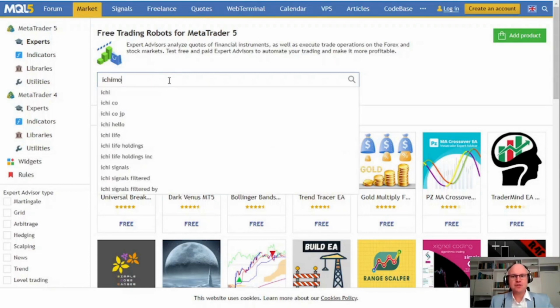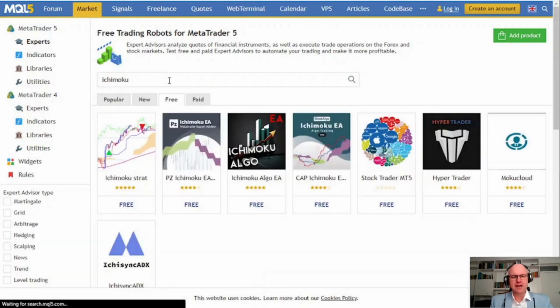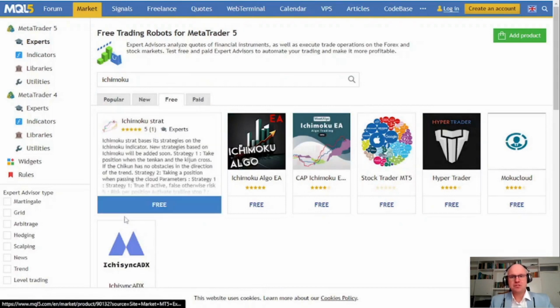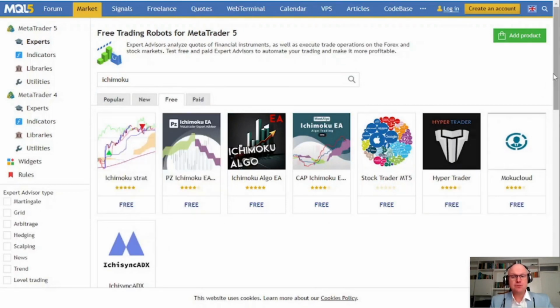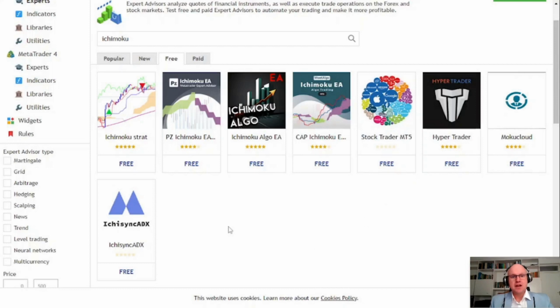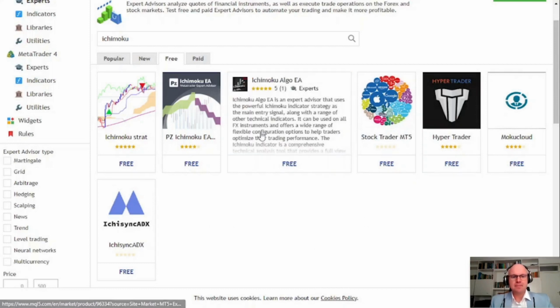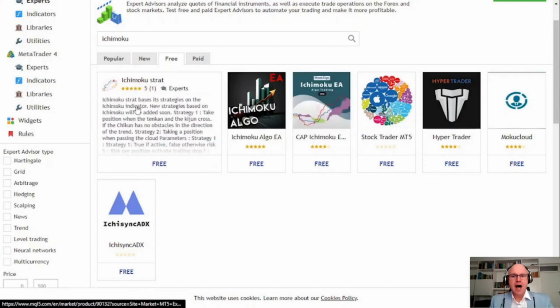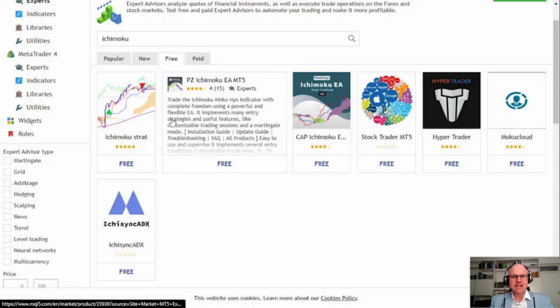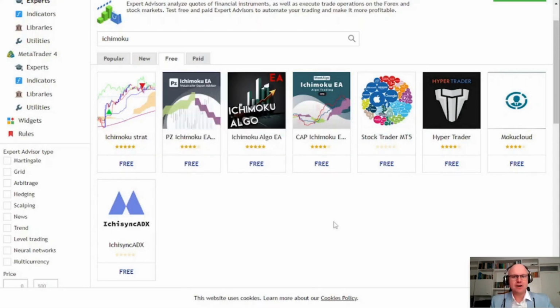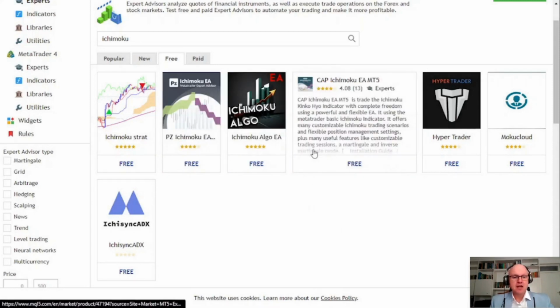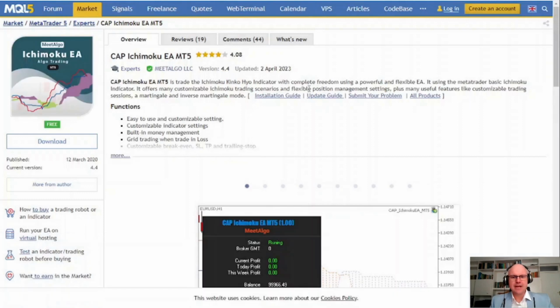Today we are going to focus on Ichimoku trading robots. And as you will see from MQL, there's a few choices available. Now, what I usually do when there's a couple of different choices available, I look at the quantity of ratings and the amount of stars that the bot has. And from that, we found that the Cap Ichimoku EA is the one that I'm going to focus on today.